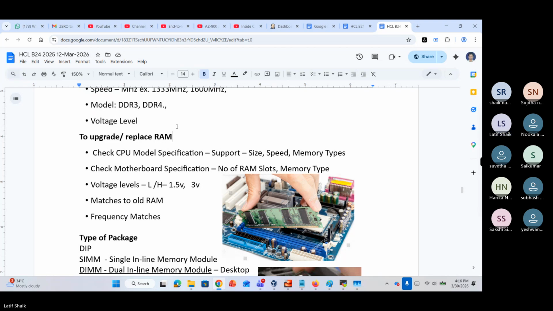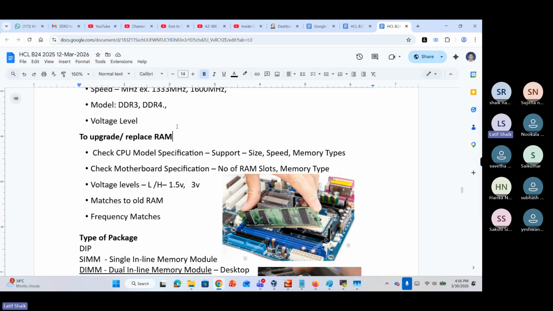Next one. How to upgrade the RAM or replace the RAM. So how many RAM slots are available in your system? As I already said, in my laptop, I have 2 RAM slots on my motherboard. Both are full, so I can't add one more RAM. I have to replace the existing RAM, but I can't add a new RAM. So it depends upon your motherboard, the number of slots available.